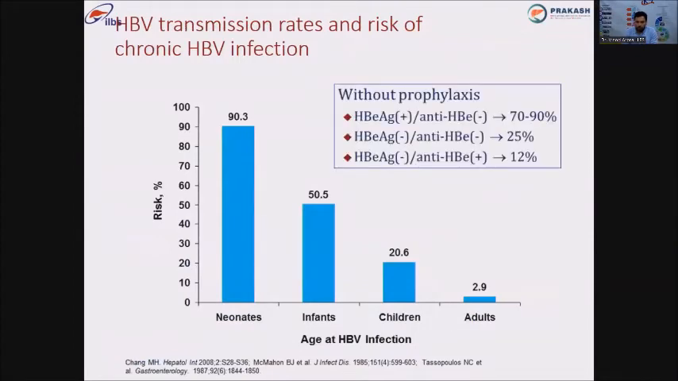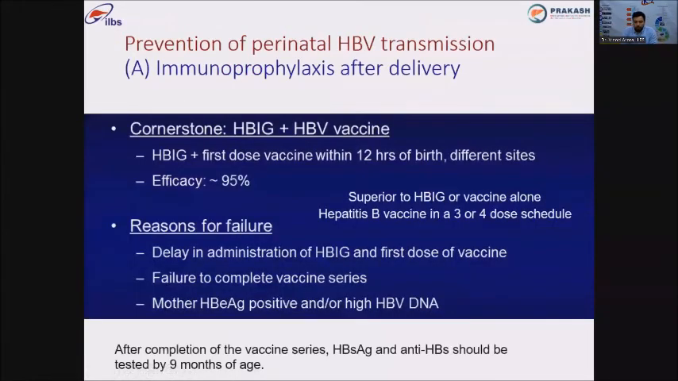This basically shows that without prophylaxis, with E positive mothers, 70 to 90% transmit, while with E negative and anti-E positive mothers, there is a 12% risk of transmission. The risk of chronicity is highest in neonates and gradually decreases from infants to children to adults. So the cornerstone of prevention of perinatal hepatitis B transmission is the combination of hepatitis B immunoglobulin plus hepatitis B vaccine, and its efficacy is up to 95%.